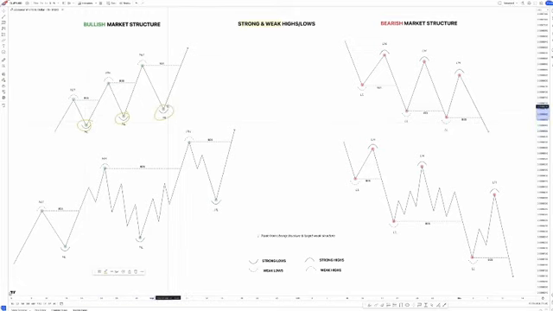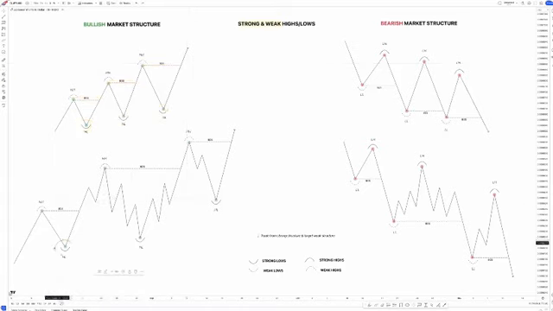And then when we enter for a buy right there, where should we target? We want to target the weak highs. We want to target right here. So if I enter for a buy right here, I'm going to be targeting this area. If I enter for a buy right here, I'm going to be targeting this area. Same thing right here.